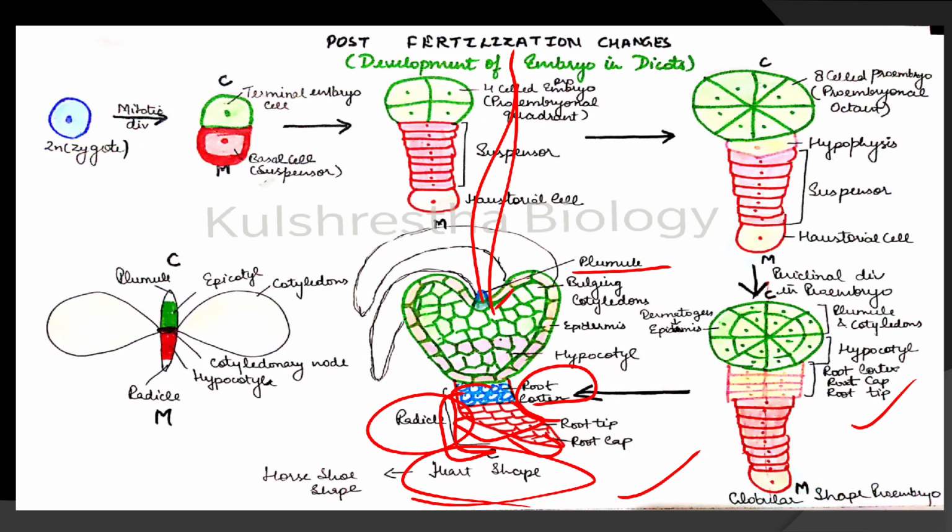Then this bulging portion are the cotyledons. Cotyledons are the future leaf. These are the leaf of the embryo which comes first after germination. Okay, cotyledons are the first seed leaf. Okay guys.